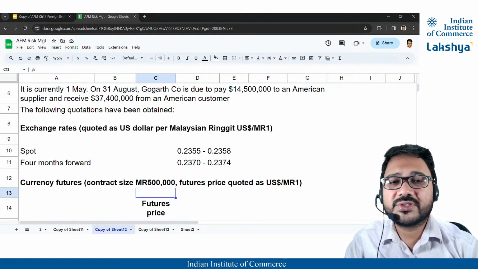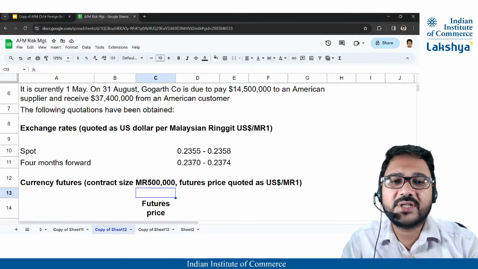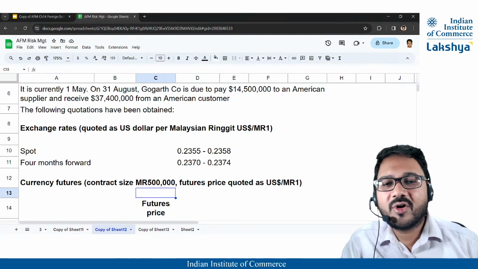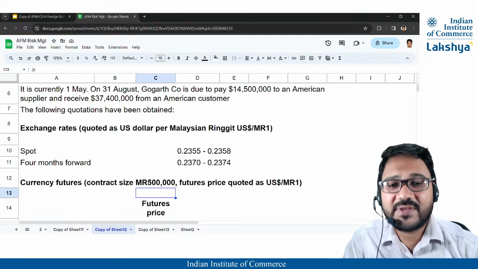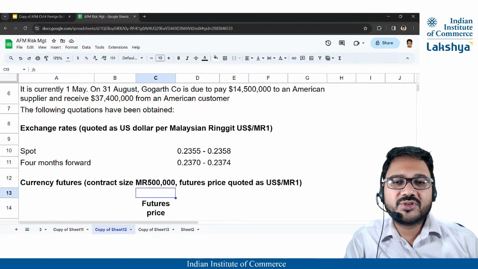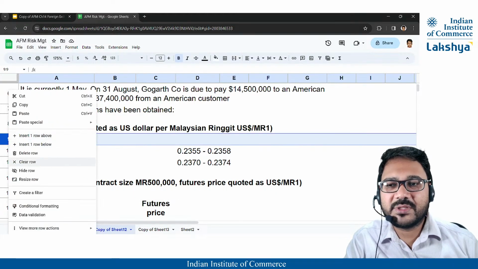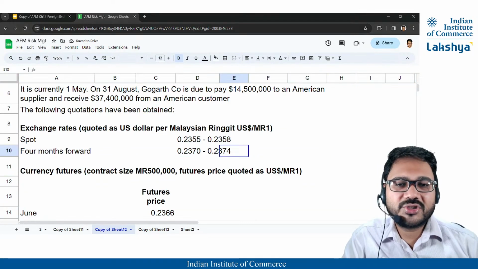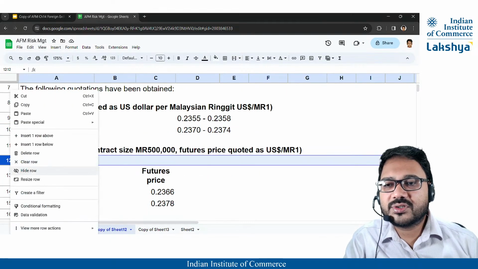Now, if you are to receive dollars, you will take those dollars to the bank, give the bank dollars, and the bank will pay MR to you. The bank will pay 1 MR and take obviously more dollars from you. So it's going to take $0.2358 from you and in exchange give you 1 MR. So the correct rate will be 0.2358 for us. For the 4 months forward, similar logic, so it will be 0.2374. Now, currency futures contract.